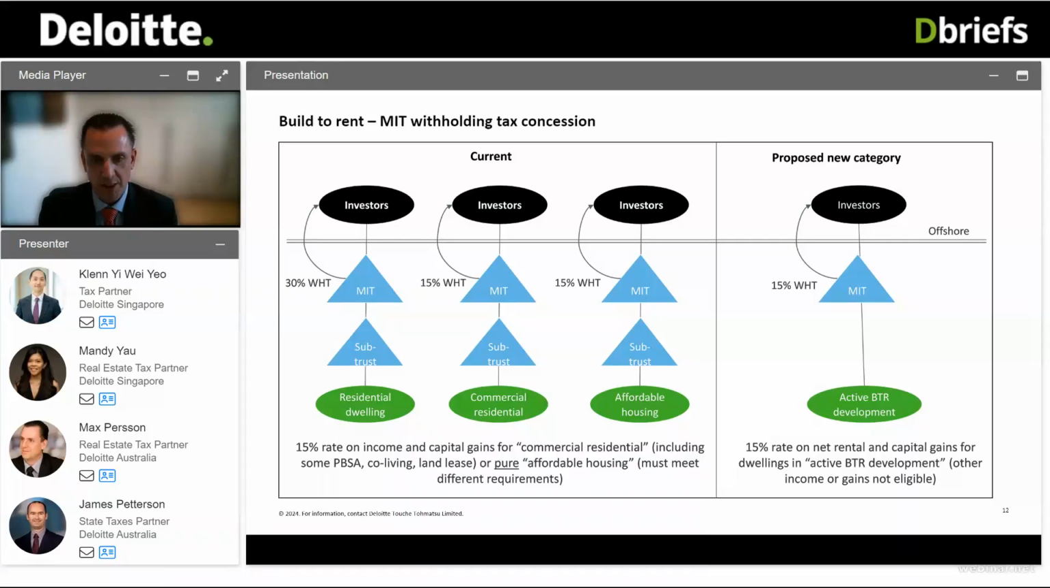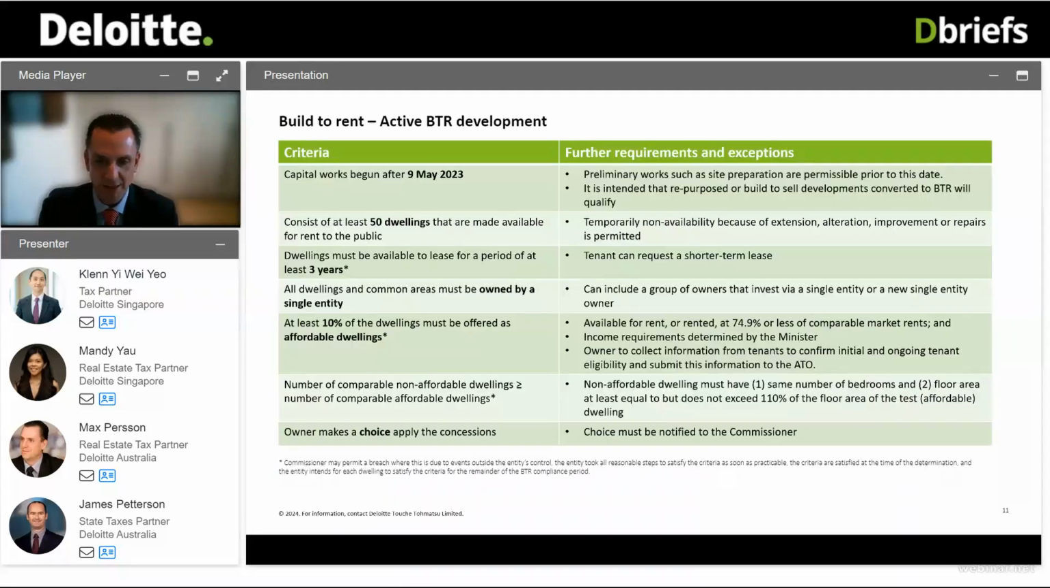At least 10% of the dwellings have to meet affordable dwelling requirements, which includes a 25% discount to market rent and tenants meeting prescribed household income limits. The owner is the one that needs to collect this information from tenants to confirm their ongoing eligibility and submit this information to the tax office. It seems like where a single tenant fails the test, the whole project will cease to meet the requirements. However, you can apply to the tax office to permit a temporary breach.